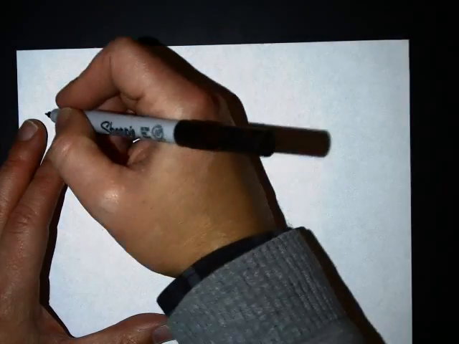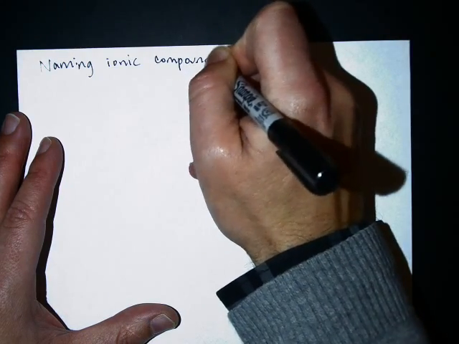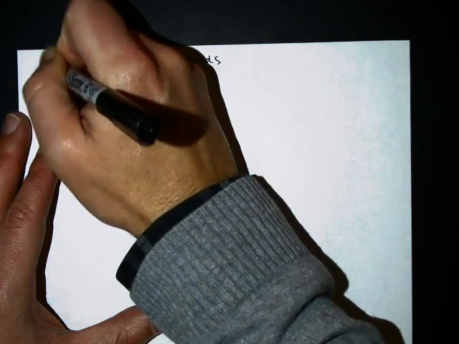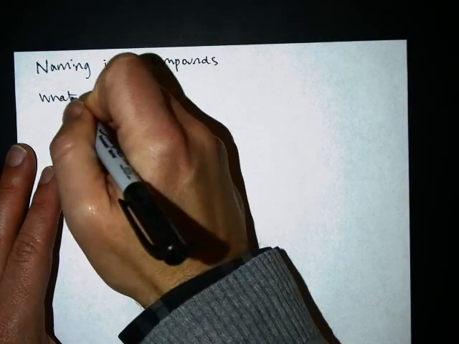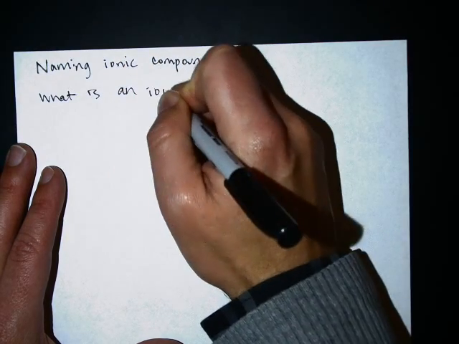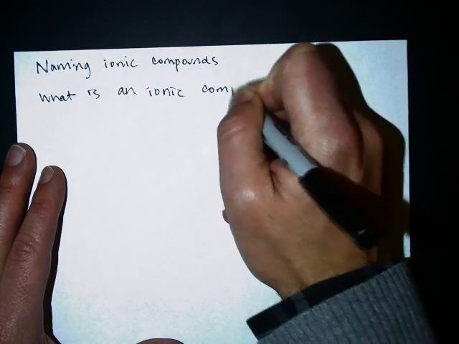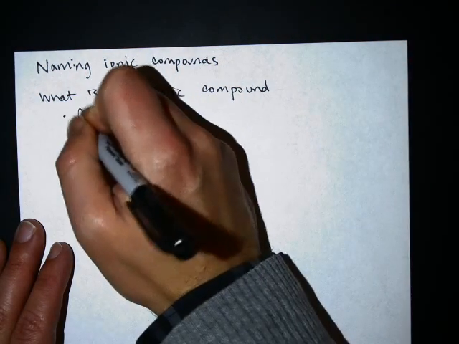All right, here we go. So, how do you name ionic compounds? But first, what are they? Okay, so what is it? Before we start with naming, what is an ionic compound?